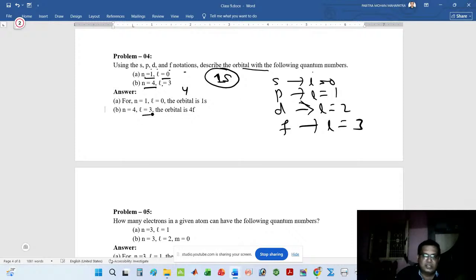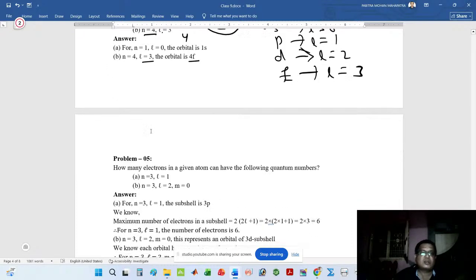Here L is equal to 3 is given. That means f, so here I can write 4f. Like that you can solve many problems, but remember these points: for s, what is the L value; for p, what is the L value; for d, what L value. Similarly, for n is equal to 1, which is the subshell. This is compulsory to remember, then you can solve the problem easily.